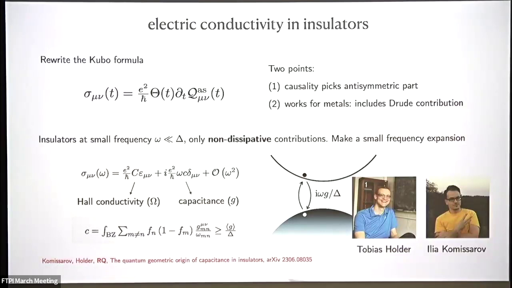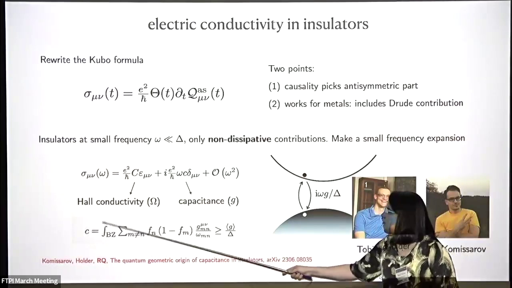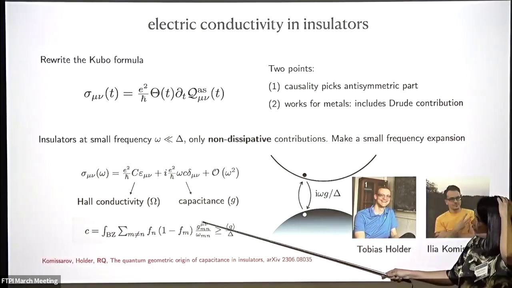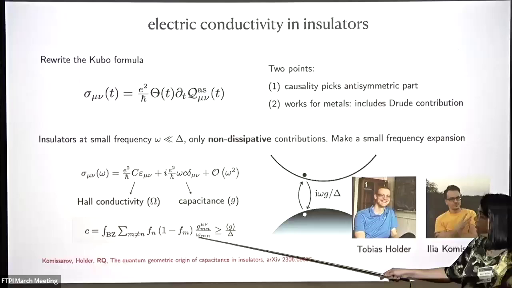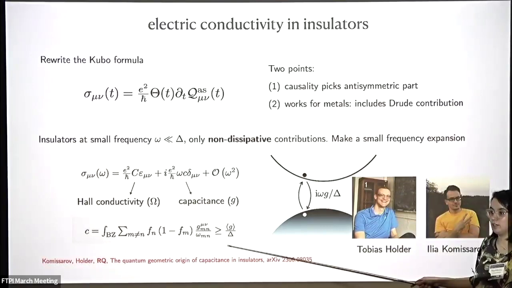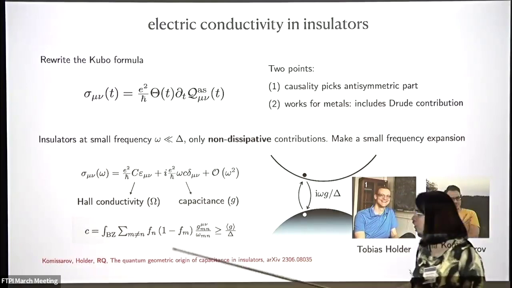So this capacitance, if we write down explicitly, you'll see that coming from the Fourier transform of that, you'll just pick up the same Fermi functions and G over omega, over the energies. Now, if you take this omega out of the integral, which you can do by saying that every transition is larger than the gap, then you get basically the trace of the quantum metric over gap. So that will bound this capacitive response of the insulator.